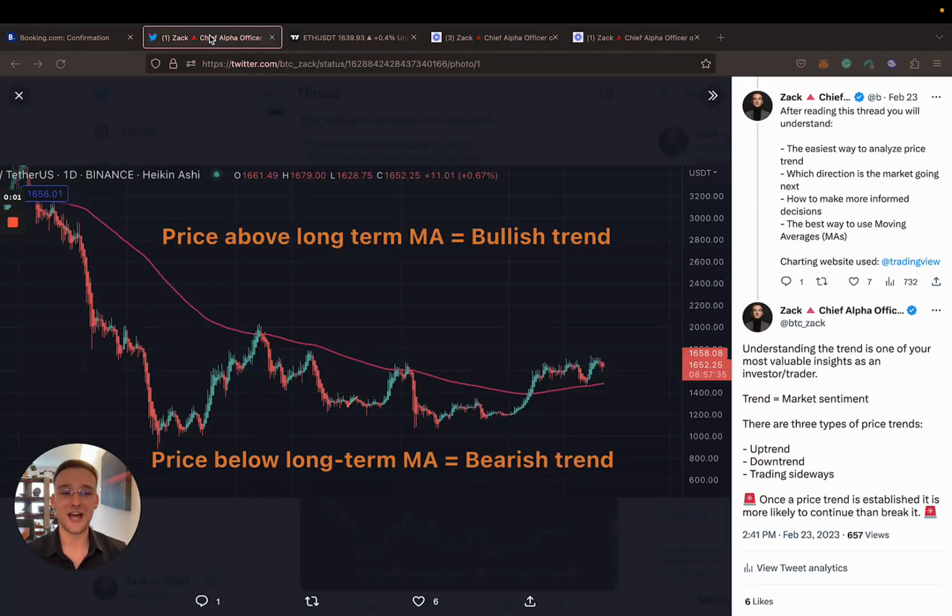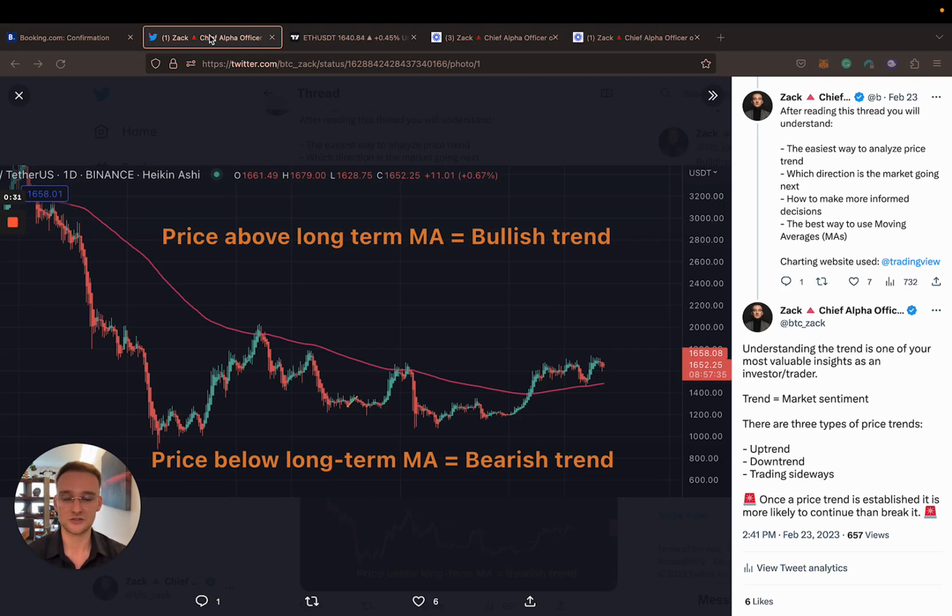Good, team? Today I want to show you a strategy that really helped me to move on from my beginner investing and trading strategies and significantly level up my game, my profitability, my decision making. The best part about this strategy is that it's really the easiest way to analyze the price trend and to understand which direction the market is moving next, and it can be used on every single type of financial asset.